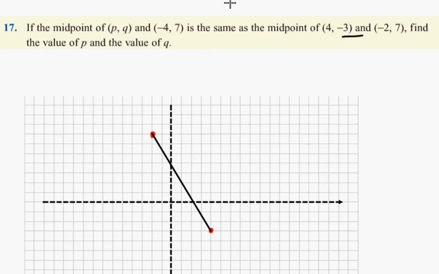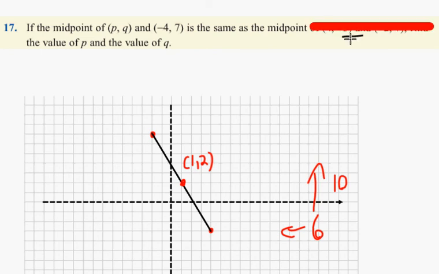Now where's the midpoint? How many blocks do we go across? 1, 2, 3, 4, 5, 6. 6 across, and how many up do we go? 1, 2, 3, 4, 5, 6, 7, 8, 9, 10. 10 up. To get to the midpoint, I'd do half the work. I'd go 3 across and 5 up. And that will leave me at the point 1, 2. Is everybody alright with that? Then, once I've used that information, it's the same midpoint.